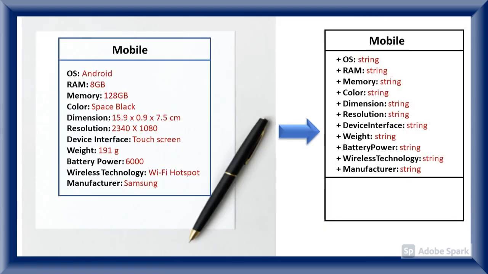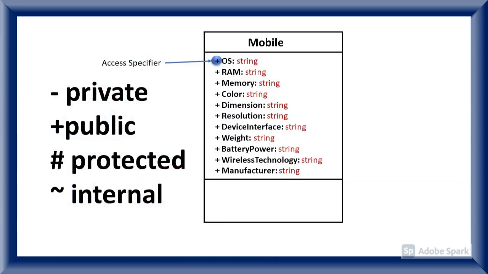If we make a little bit of changes to the note that we have made, then we will get the exact class diagram. In the class diagram, we have plus symbol and attribute types. Plus symbol is access specifier. There are 4 types of access specifiers that we can use for class diagram.